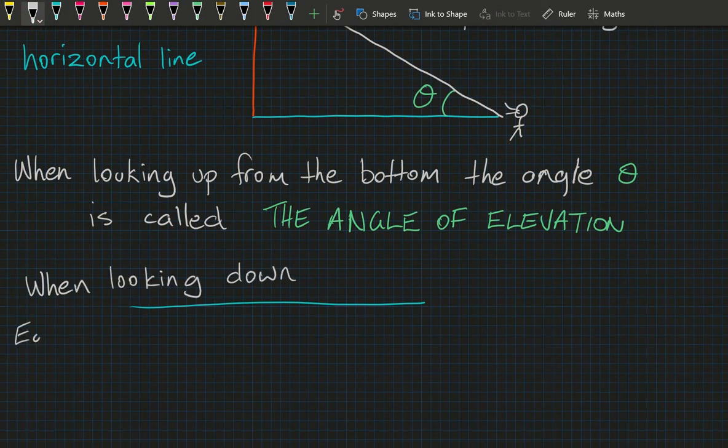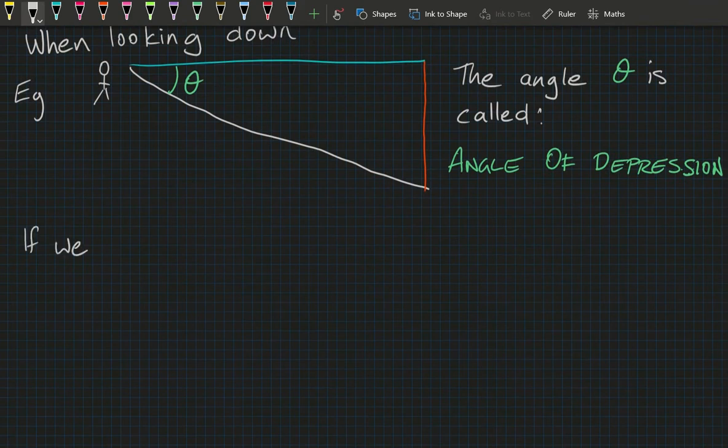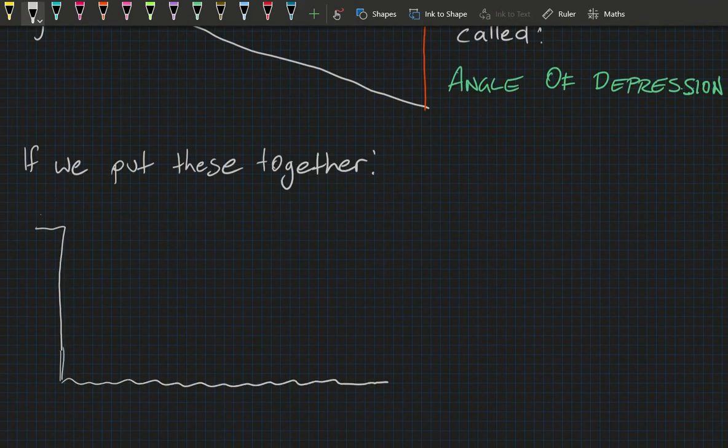But when looking down, so in other words the vertical line is moving down, then in this case we would say that the angle theta is called the angle of depression. So if we were to put these two triangle concepts together, with this beautiful scene of a man standing on a cliff, looking down at his friend on a boat.